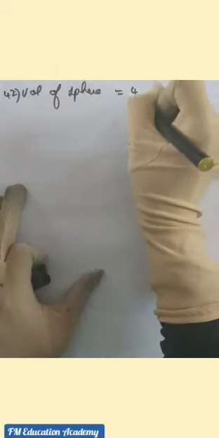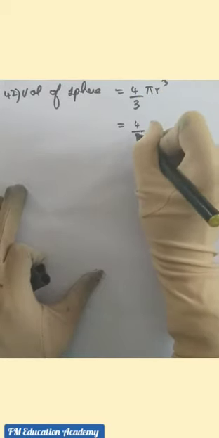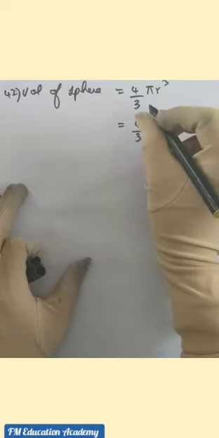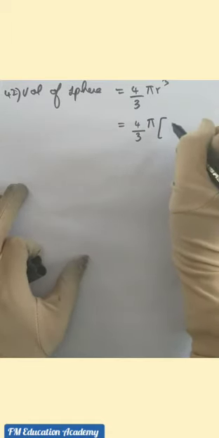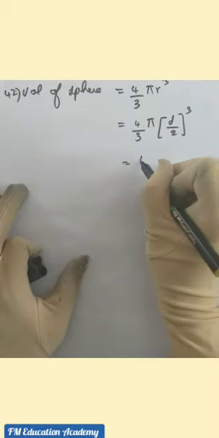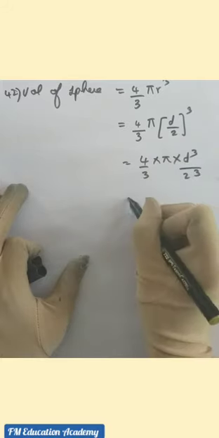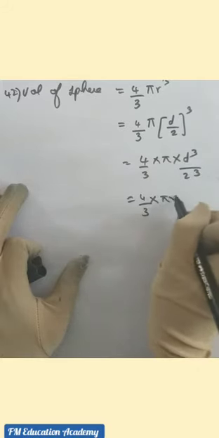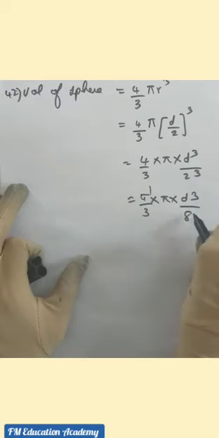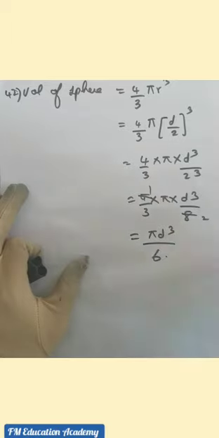But here we want it in terms of diameter, because in the options we have it in terms of diameter, and we know diameter is equal to 2 times the radius, or we can say radius is equal to diameter by 2. So r is nothing but d by 2 whole cube. So this is 4 by 3 into pi into d cube by 2 cube, which is 8. 4 by 3 into pi into d cube by 8. 4 ones are 4, 4 twos are 8. So we have pi d cube by 6, or 1 by 6 into pi d cube. It is option 1.